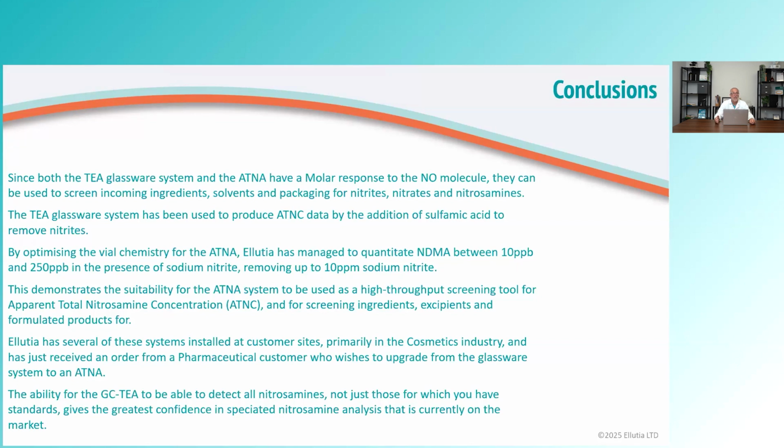And should you see a high ATNC result, using GC-TEA to detect all the volatile nitrosamines present, not just those that you have standards for, gives you the greatest confidence that all the nitrosamines present have been detected. This results in more accurate and confident risk assessments prior to product release.